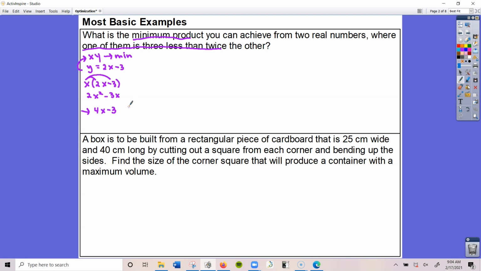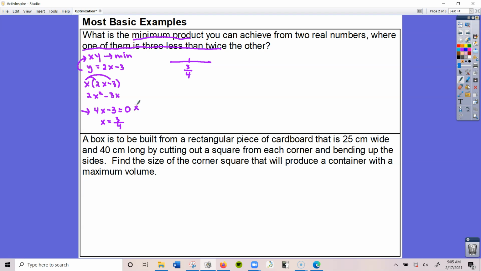Now remember, if you're looking for a minimum or a maximum, that is when the derivative is equal to 0. And we have to find that critical number, which for this one, you would just add the 3 divided by the 4. So my critical number would be x is equal to 3 over 4. Now, since this is the only critical number, this must mean that this is indeed the minimum. But we always want to just verify through our sign analysis here.